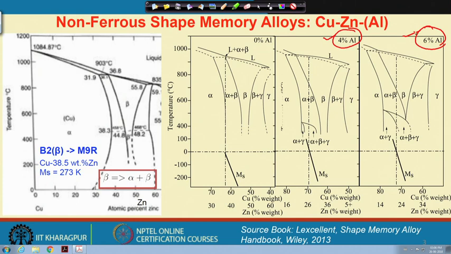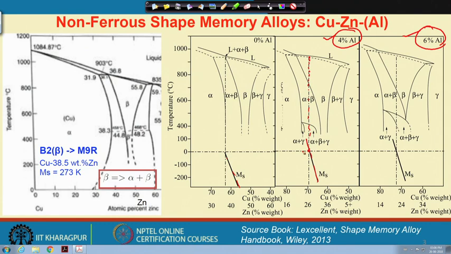Now, let us consider the case of 4% aluminum. You can have a look here that if I choose such a composition purposely, I will get an MS temperature. This is actually the line which represents the MS temperature. So, MS means martensitic start temperature.